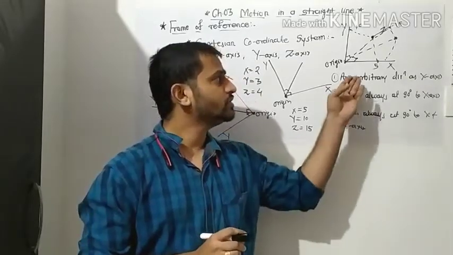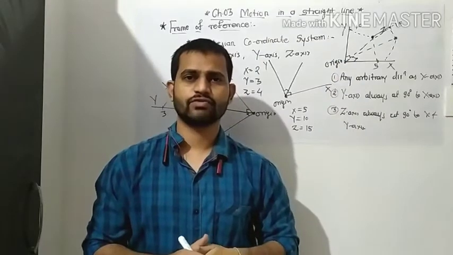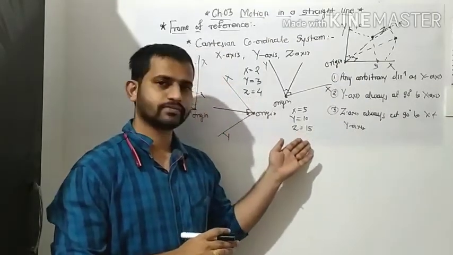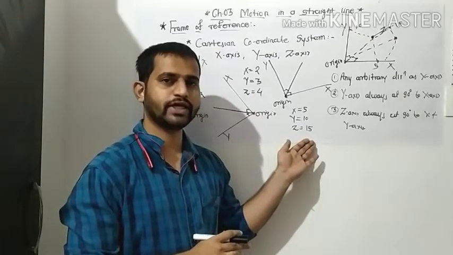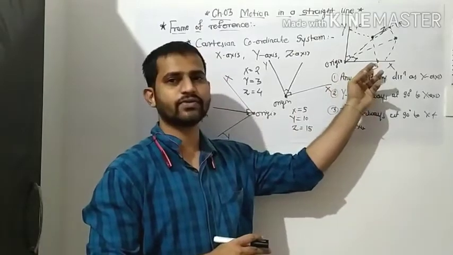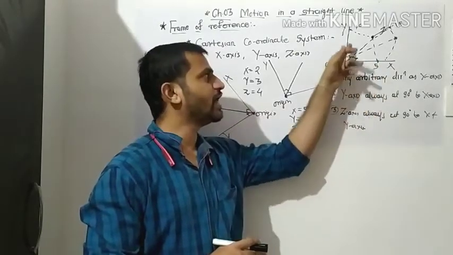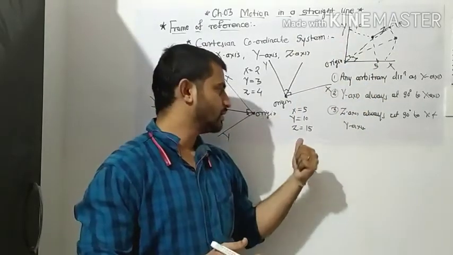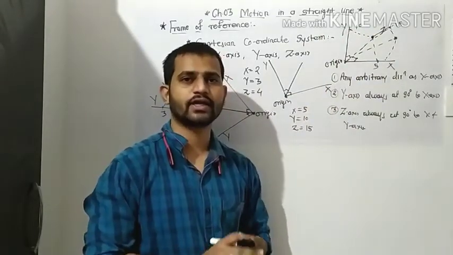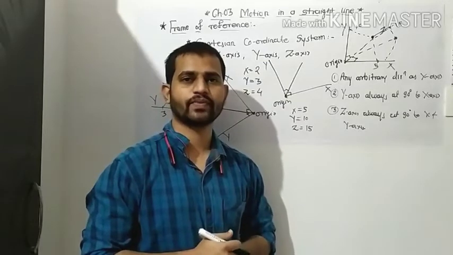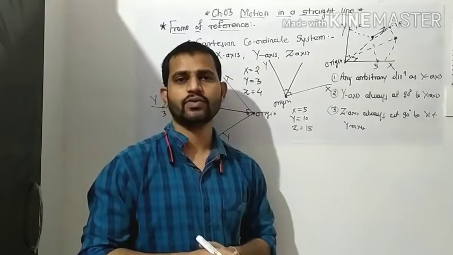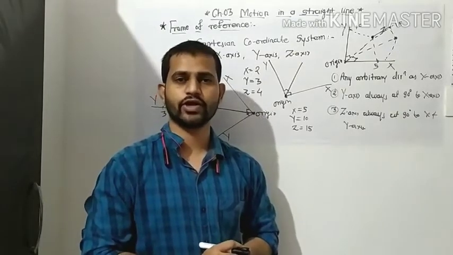So once we know the directions depending on the coordinates, here x is equal to 5 means in the x direction it is 5, y is equal to 10 means in the y direction it is 10, in the z direction it is 15. So we know the directions, and accordingly we are checking the position of that point.